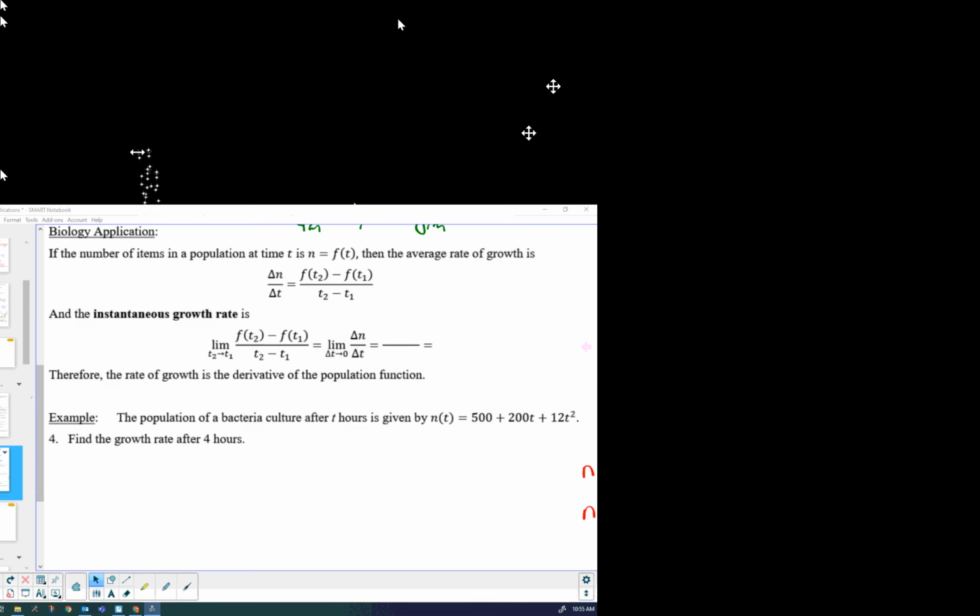Okay, next question. So this time we're going to do a population situation. So number of items in a population, the average growth rate is how does the population change, that's delta n, over some time interval delta t. And if we can model our population with some function, then we have f of t representing what the population is relative to time.